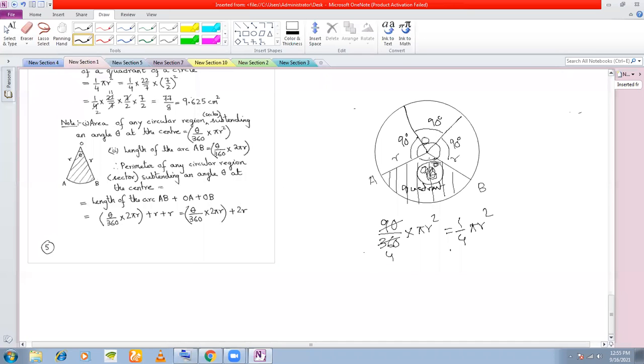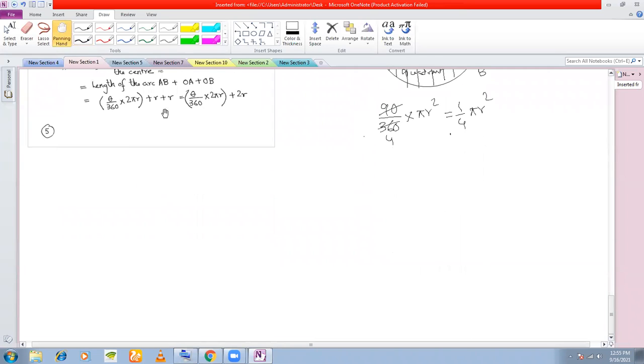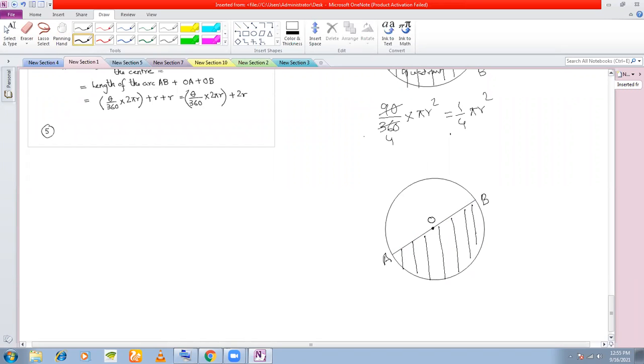Yes, sir. Now suppose instead of this, I have a circle like this, and this is the center. Now if I want you to find out the area of this, what is this sector called? It's called a semicircle, isn't it? What is this angle here?